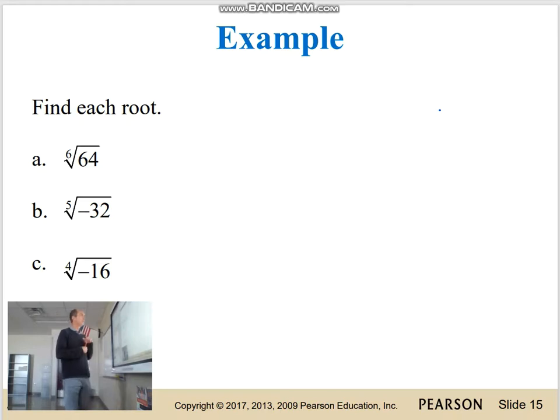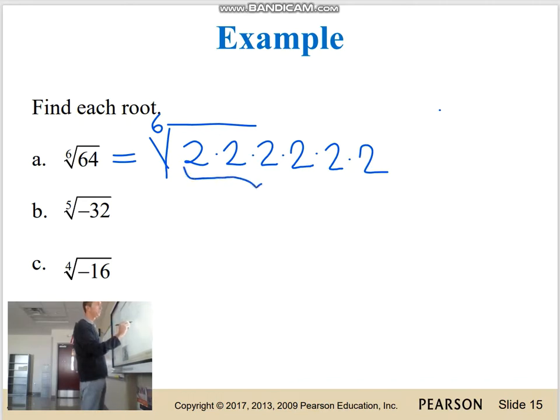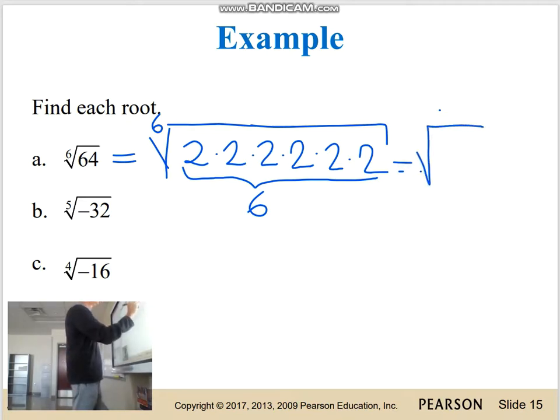Let's work on those examples. Find each root. Letter A, the 6th root of 64. And we can think 64 equals, let's write here, 6th root of 2 times 2, 4 times 2, 8 times 2, 16 times 2, 32 times 2, 64. This is 1, 2, 3, 4, 5, 6. Right? So 6th root of 2 exponent 6. The answer is going to be 2.